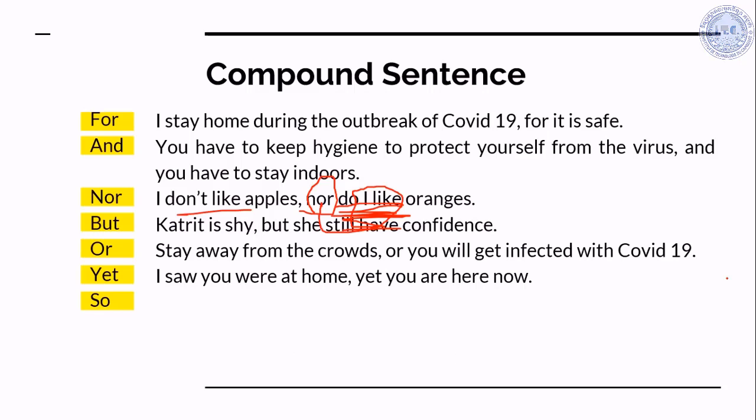Strange, it means a little odd. Look at the example: I saw you were at home, yet you are here now. It is strange, right? Because at the moment I saw you at home, but now when I come here I see you here as well, so it is strange. So when it is strange, you can use yet.